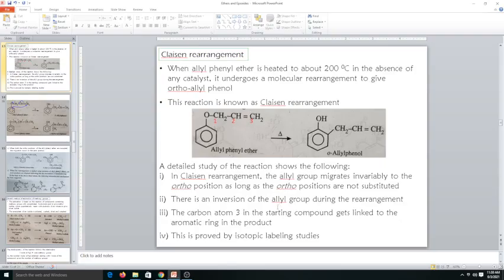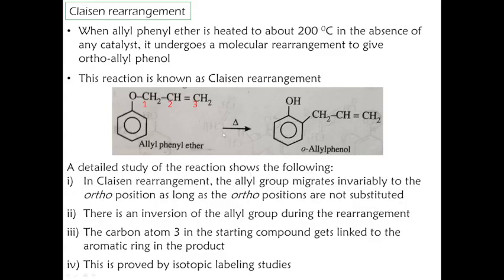In this class, we have to discuss another kind of reaction that an ether can offer. So this reaction is a Claisen rearrangement reaction. In this reaction, an allyl phenyl ether, where the allyl group is CH2=CH-CH2 and the phenyl group is the C6H5 group, is heated to about 200 degrees centigrade. In the absence of any catalyst or any other reagent, it undergoes a molecular rearrangement to give ortho-allyl phenol.